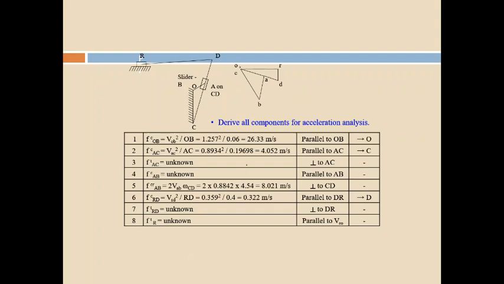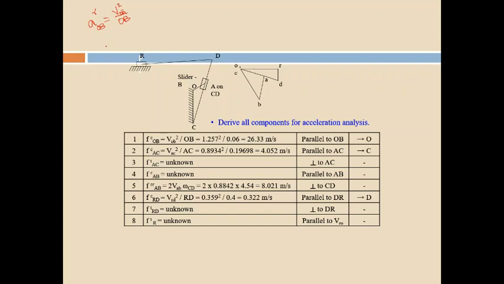Similarly, let me write it again. So it is having radial component A R O B. For radial component, formula is V square OB divided by length OB.